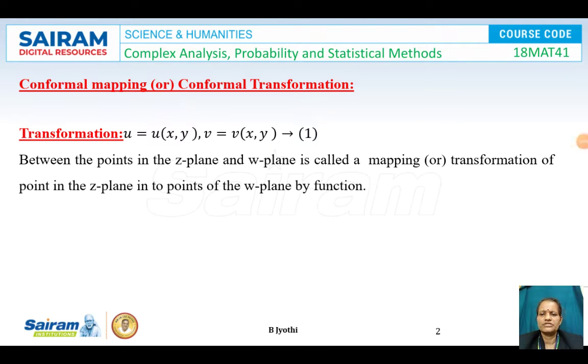So conformal transformation or conformal mapping, what is transformation? The points u is equal to u of x y and v is equal to v of x y. Let's call this equation number 1. Between the points in the z plane and w plane is called a mapping, or the transformation of the points in the z plane into the points of the w plane by the function.